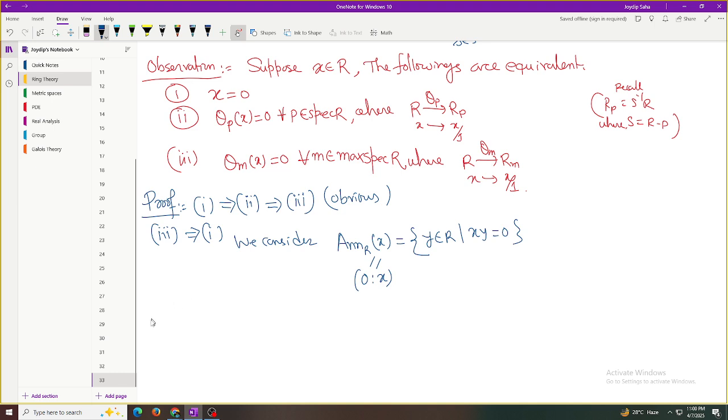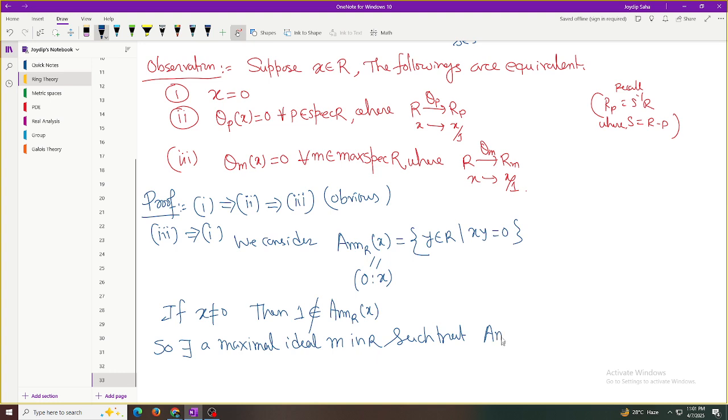Okay, since if x not equals to 0, then 1 does not belong to the annihilator of Rx, otherwise x into 1 is 0. So there exists a maximal ideal M in R such that the annihilator of x is a subset of M. Every proper ideal is contained in a maximal ideal in a commutative ring with unity.